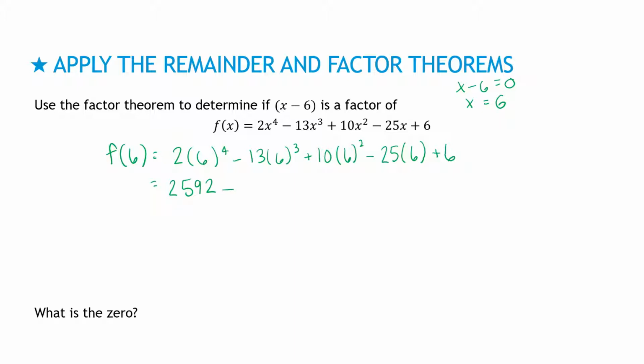13 times 6 to the 3rd gives me 2808. 10 times 6 squared is 360. 25 times 6, whoops, that's a minus, 150. And then plus 6. And now I'm going to take 2592 minus 2808 plus 360 minus 150 plus 6. And I do end up with 0. So keep in mind you're not always going to get 0, but because it's 0, I have determined that x minus 6 is a factor. The 0 is 6, but the factor is x minus 6.